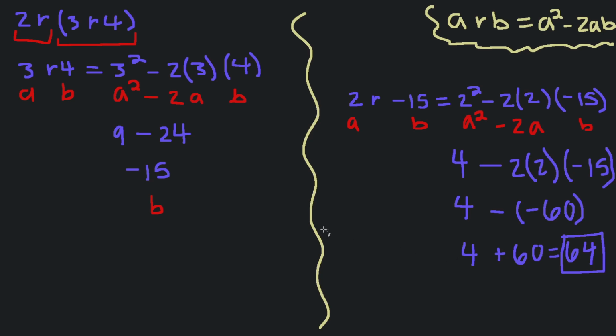So just a quick recap. What we did first is we did our parentheses first, just because parentheses come first in PEMDAS. And then once we got that answer, we took that and substituted it in for our parentheses so that we have a much simpler equation over here where we have 2 ⊗ -15. And then we plugged in 2 and -15 to the right side of this equation and simplified down until we got to 64. All right, that's it.